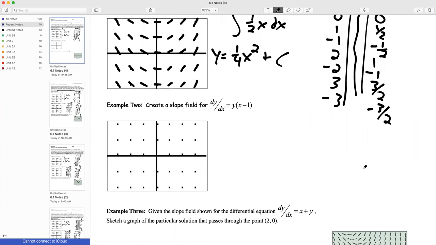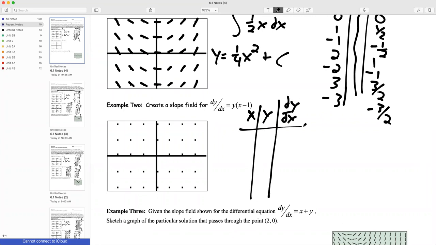Example 2 says create a slope field for dy dx is equal to y times x minus 1. And in this case, I have an x variable and a y variable. And so, again, I think that it would be helpful to make a little chart there. But you don't have to necessarily. Okay, so let's do the easy ones first.